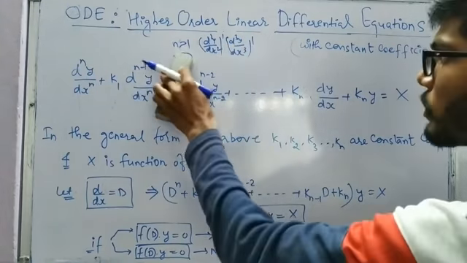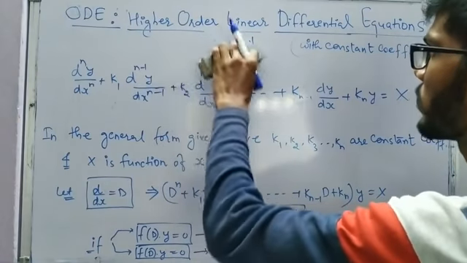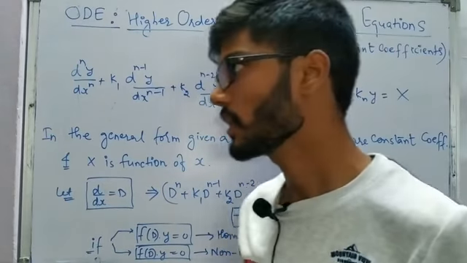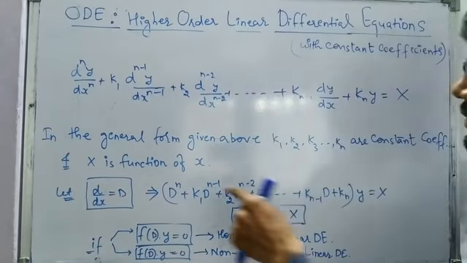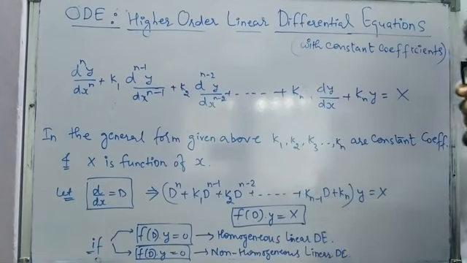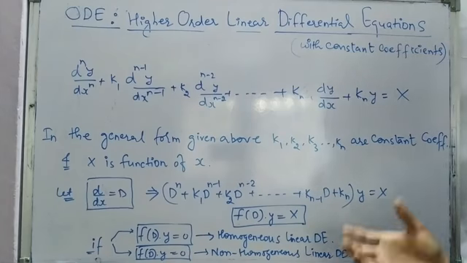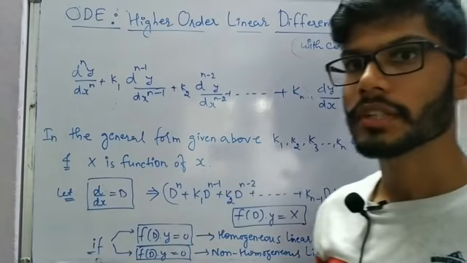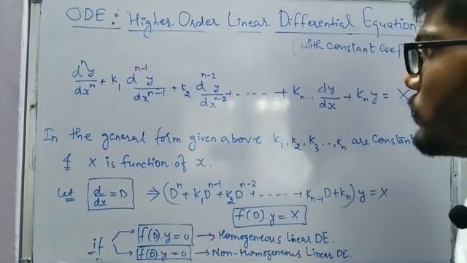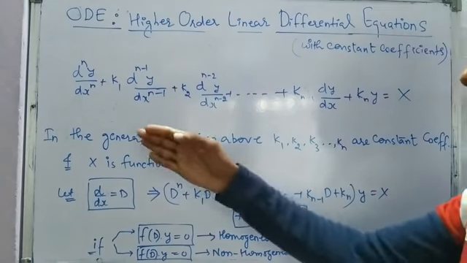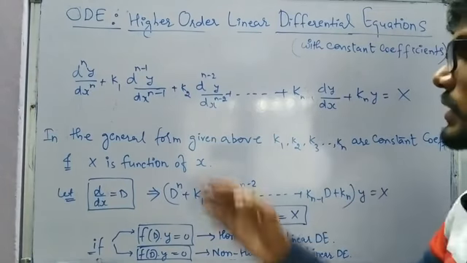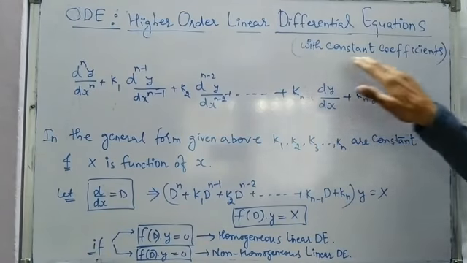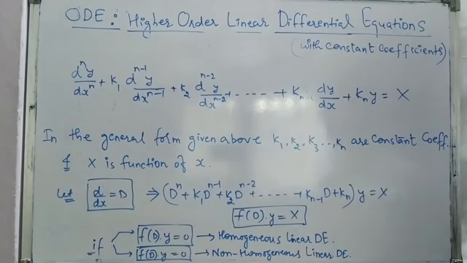Again we are going to talk about only linear ones, with terms like d2y by dx2, d3y by dx3 or d4y by dx4. Also the constants k1, k2, up to k(n-1), kn are all going to be constant coefficients. If they are not constant coefficients, for that we are going to discuss a separate method, but as of now we have to keep in mind that these coefficients are constant. So this is going to be with constant coefficients.